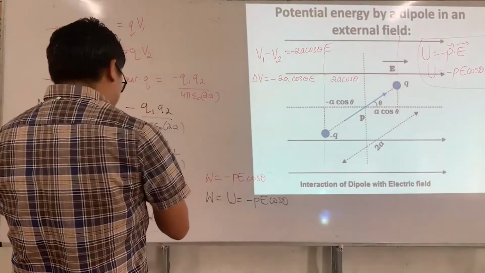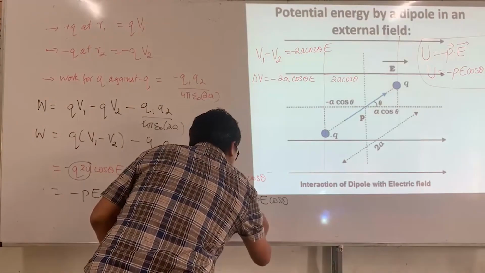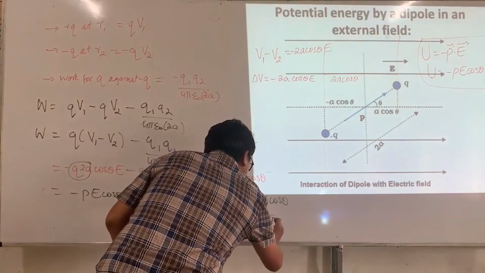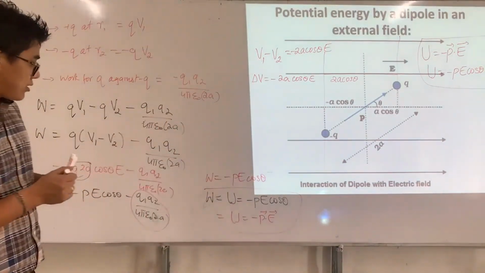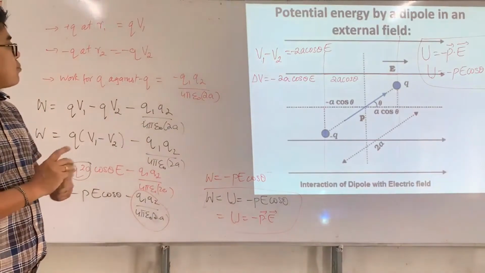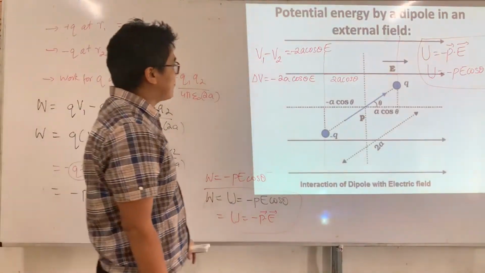Or else this is written like minus P dot E. So the expressions are one and the same. These are the two methods. You can choose any of these and write in an exam.